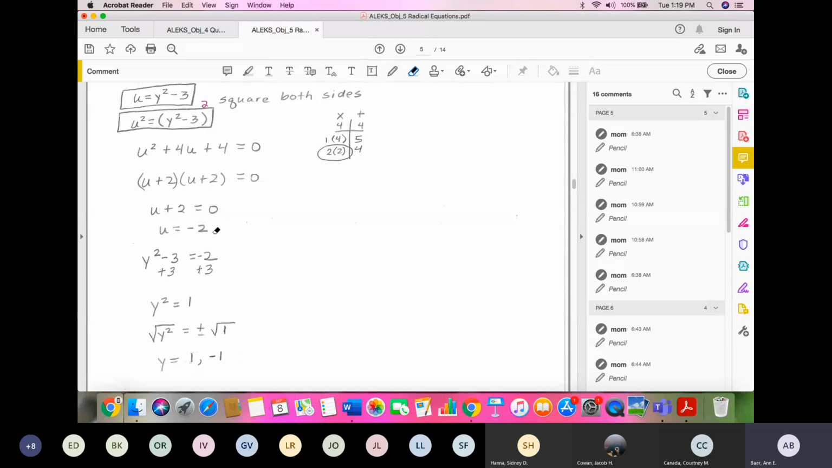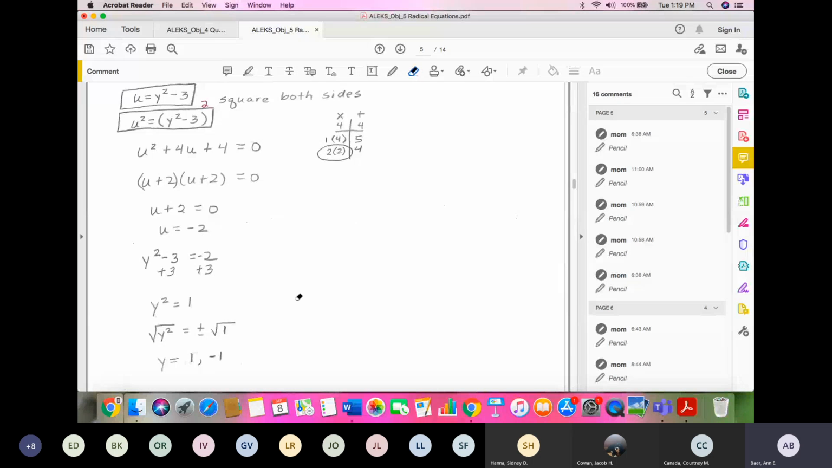So now what do we do? We're stuck. We need something that relates u and y. So what relates u and y? Up here. u equals y squared minus 3. u equals y squared minus 3. And u equals negative 2.